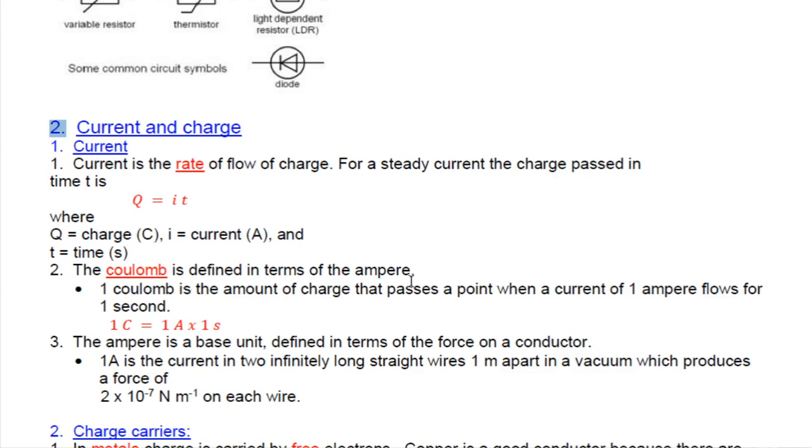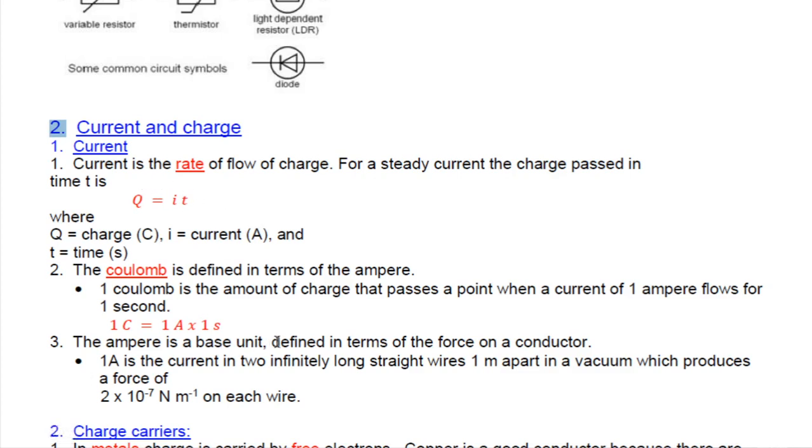The coulomb is defined in terms of the ampere, that is 1 coulomb is the amount of charge that passes a point when a current of 1 ampere flows per second. So you lay down the formula, Q is equal to I t, and then you say the charge that flows when a current of 1 ampere flows in a time of 1 second. That is, you are defining 1 coulomb. Do not say 1 coulomb is the unit of charge. No, you have to answer it in terms of what's on the formula.